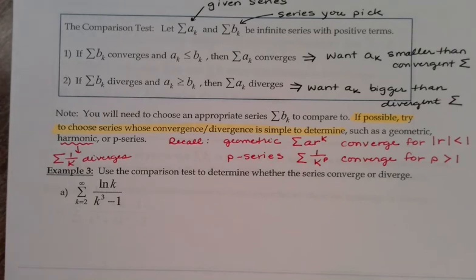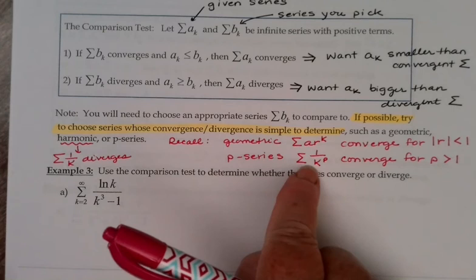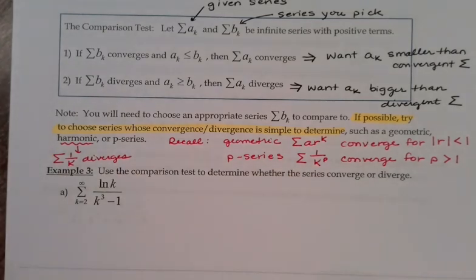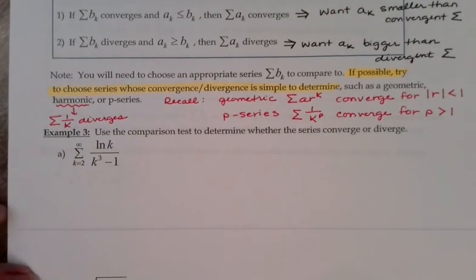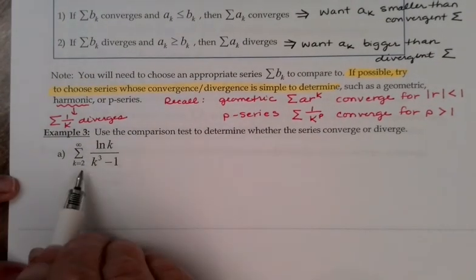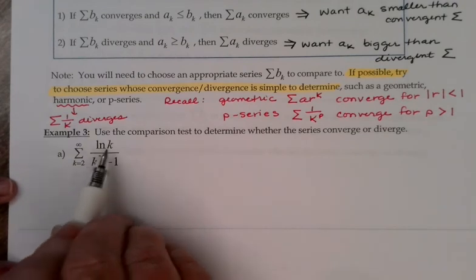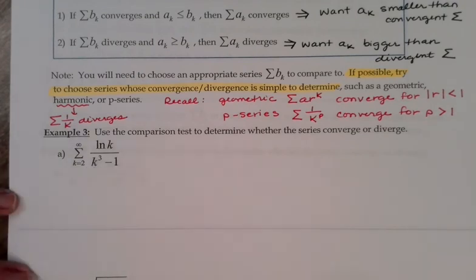So in an ideal world, I would like to pick my b sub k to be one of these, because I already know whether they converge or diverge. Let's give this a shot. In my first example here, example 3, the series whose convergence I'd like to determine is ln k over k cubed minus 1.